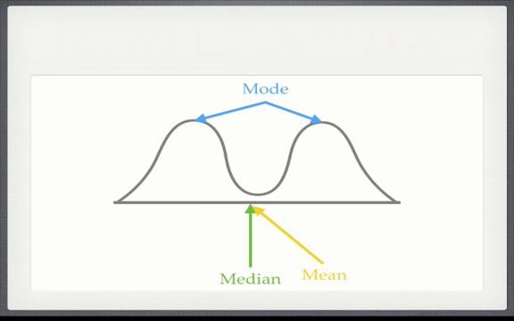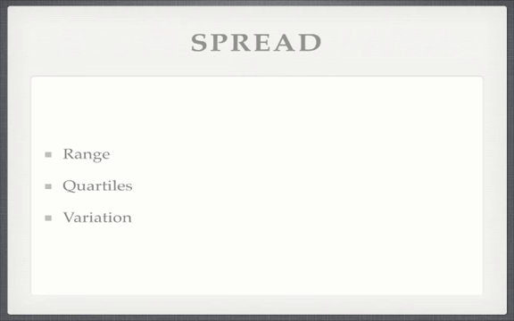So the next descriptive statistic I wanted to talk about were measures of spread. And here we're talking about things like ranges, quartiles, and measures of variation. They don't really make sense in categorical data. So really here we're talking about discrete or continuous data. And so the thing about our data that we're describing here is how spread out it is.